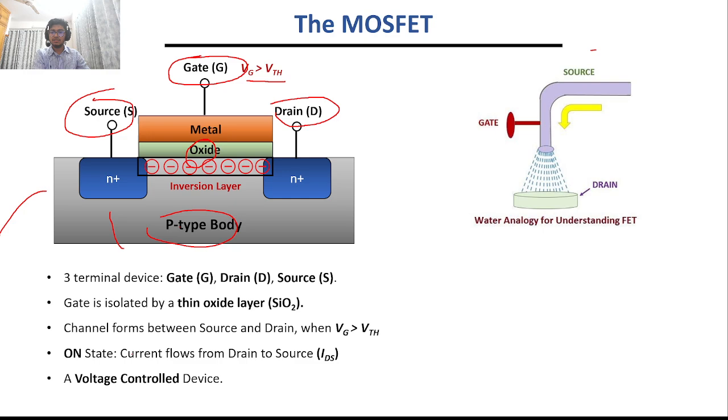So now we can say that our MOSFET is a voltage control device. We have previously seen current control devices like BJTs. Now we are seeing a voltage control device.